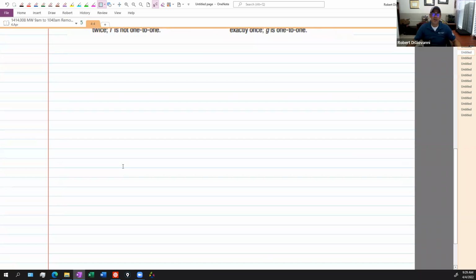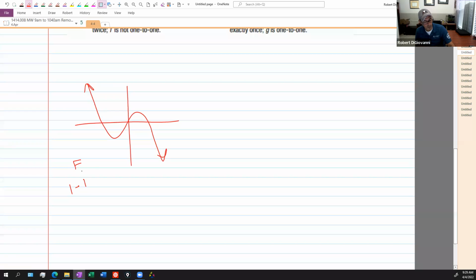Let me give you another example. You tell me. Function, yes or no? Yes, okay. One-to-one? No, okay. Right, it passes the vertical line test, but fails the horizontal line test. It doesn't always fail. If I draw that horizontal line, I hit once. Draw that one, it hits once. But there are places where I hit it more than once, and so it would not be one-to-one.